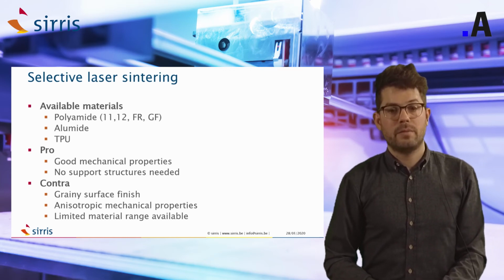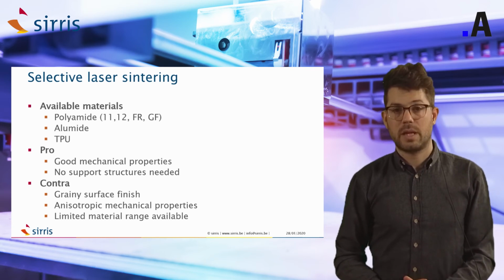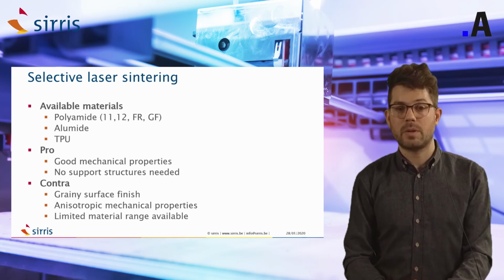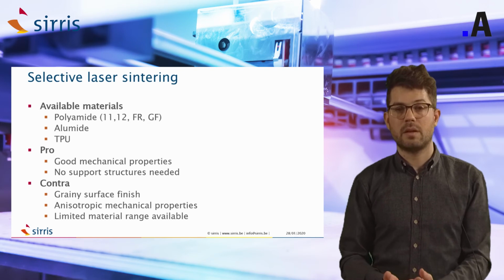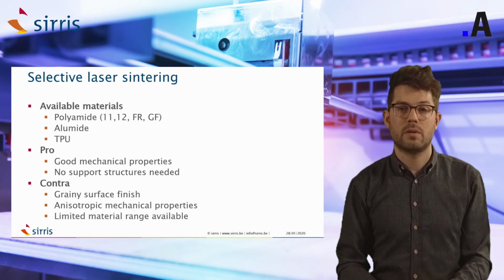A very big advantage of this technology is we don't need support structures, so we can print very complex parts. We have good mechanical properties, but the surface finish is quite grainy, quite rough compared to the previous technologies we saw.